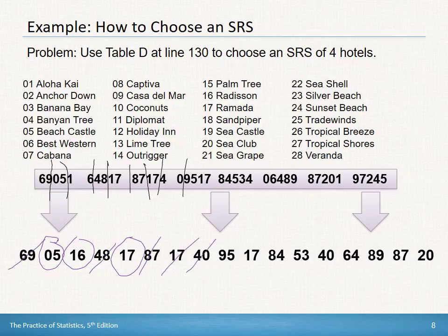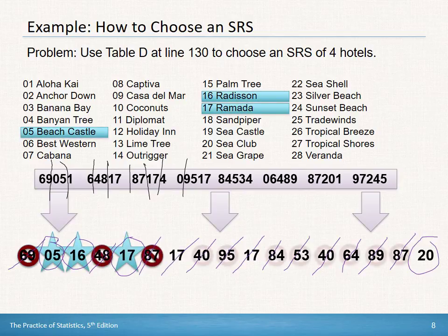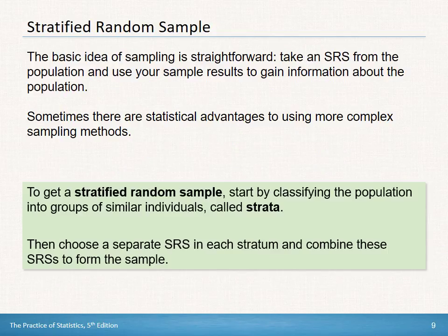40 is too large, 95 is too large. Again, we repeated 17, we don't want that. 84 is too large, 53, 40, 64, 89, 87, and thank goodness we actually get to the final one, 20 works. So our 4 hotels we're going to pick are 5, 16, 17, and 20. Those are the ones we choose. And so they go through and do exactly the same process.